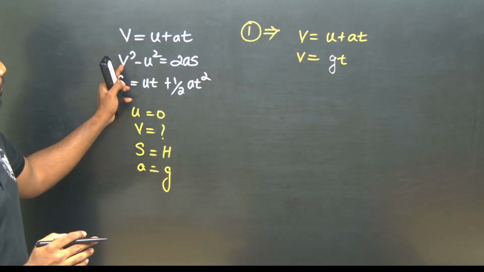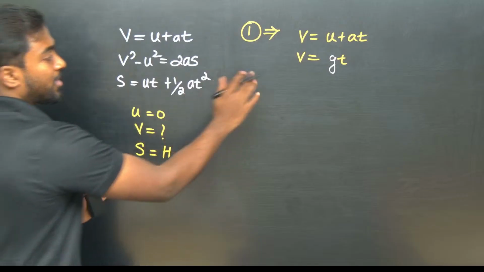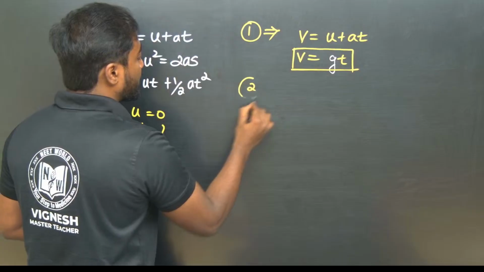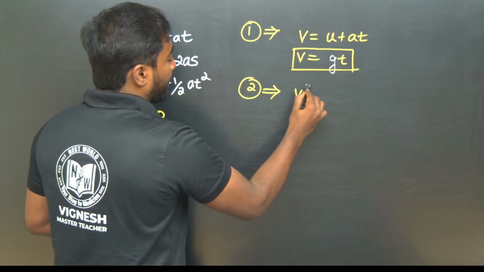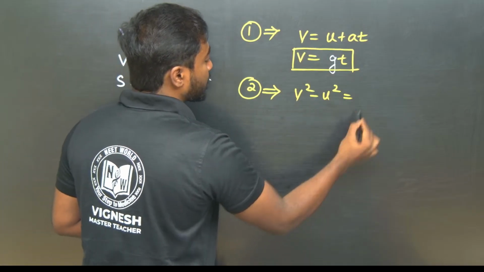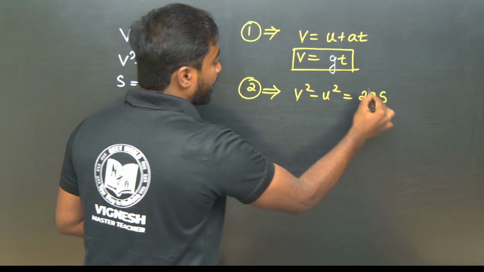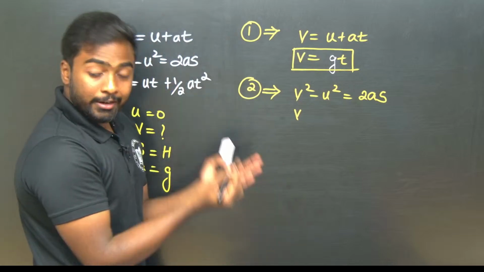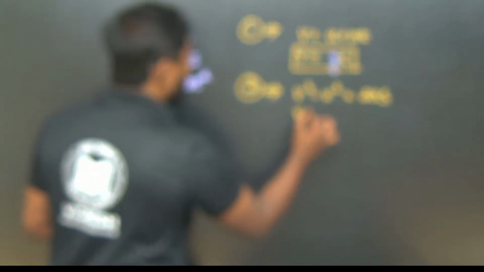Now what about the second equation? First equation we got, this is the value. For the second equation, v square minus u square is equals to 2as. Right now, what is v square? I don't know. What about v? I need to find v. Right now, v square minus 0, u is 0. I'll keep as it is.